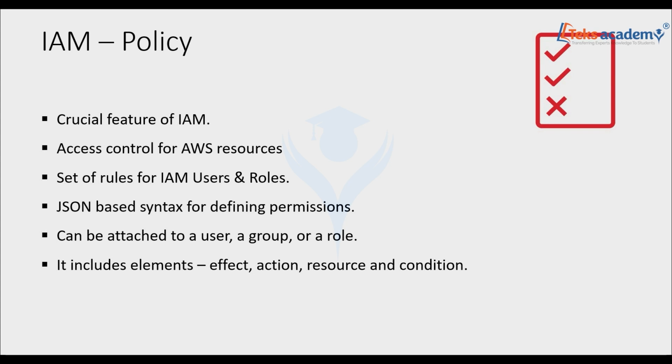Okay. Now these policies can be attached to a user, a role, or a group. In the JSON syntax of the policy, it actually includes some elements. The very important elements are effect. For effect, we can have either allow or deny. The next element is action. Action is nothing but the task or the operations that can be performed. The third one is the resource. This element specifies the AWS resources. And finally, the condition. Okay. Based on the condition, the permission will be assigned.